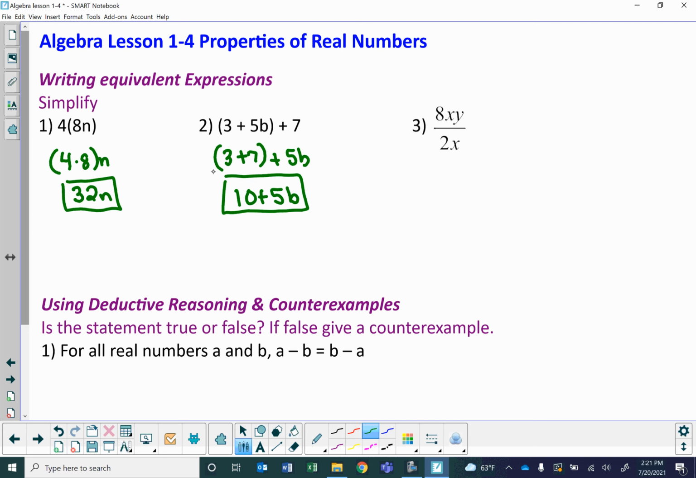Number 3, I have 8xy divided by 2x. Well, that's like saying 8x times y. Well, that's a terrible looking y, isn't it? Let's try that again. That's better. Divided by 2x. Well, that's the same thing as saying 8 over 2 times x over x times y over 1. Well, 8 divided by 2 is 4, x divided by x is 1, and y divided by 1 is y. So I have a 4 times 1 times y, which is just 4y.